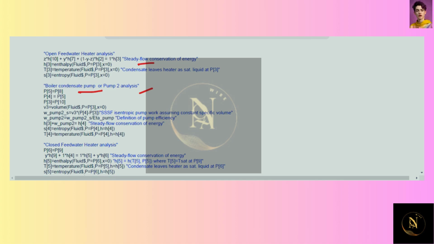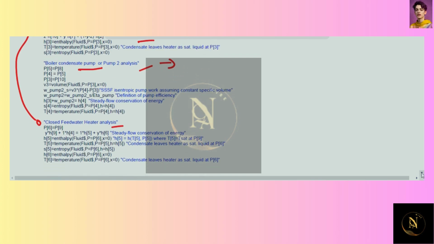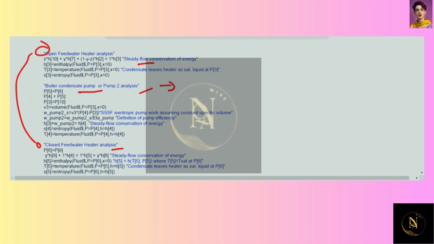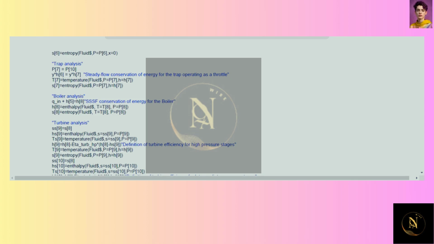Now this is the closed feed water heater analysis. This was the open feed, and this is the closed feed, so these both are connected. And the boiler one, this is pump 2, and that was the pump 1 analysis. For each one, we have given certain conditions which we have to formulate in order to understand the EES methodology of solving.